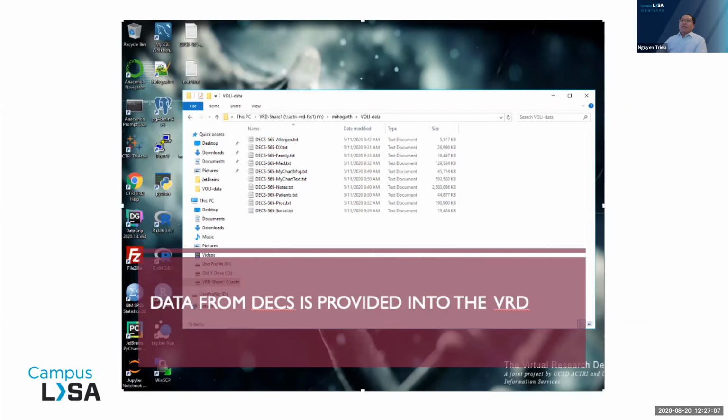Okay, here is a little bit deeper dive into what that directory looks like. This screenshot is a very specific study, the VOLI study, and it's all of the various data sets that the DECS analysts have worked with the PI. This study is managed by PI Dr. Hogarth here, who's on the panel, and I'll let him talk a little bit about his experience from the eyes of the PI and his team in accessing the data within VRD.